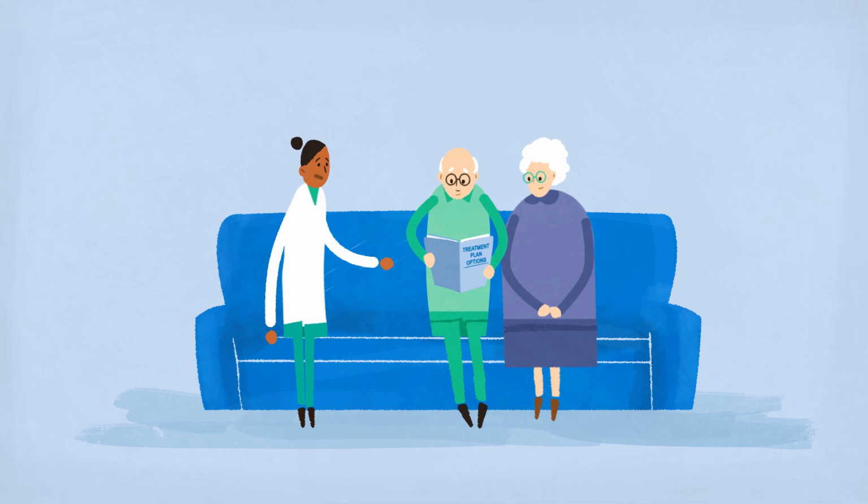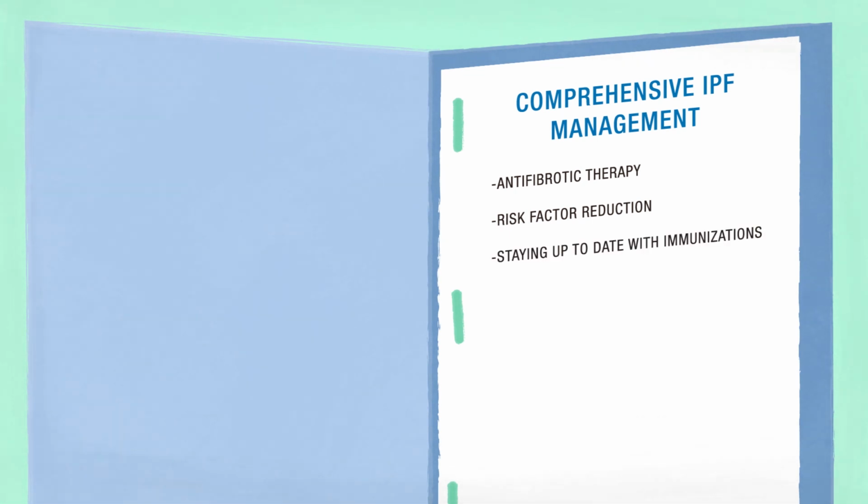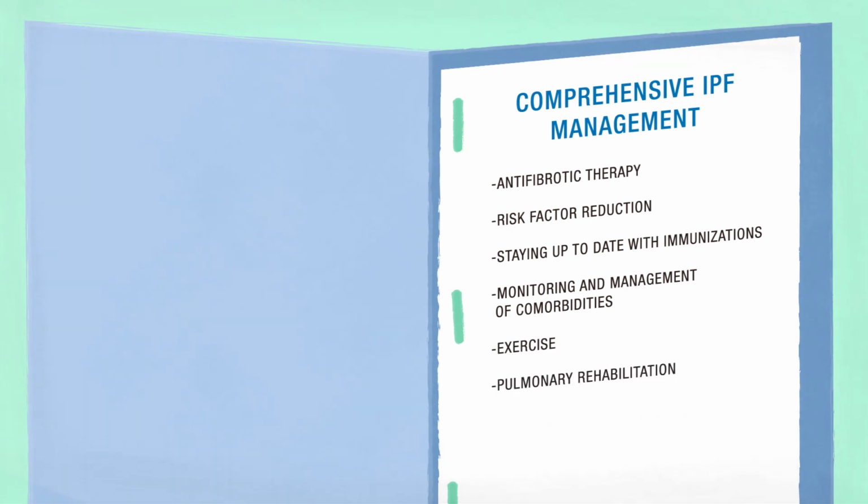Help your patient explore initial treatment options and develop a treatment plan, always keeping in mind the patient's values, preferences, and goals. A discussion of realistic treatment expectations is essential. In addition to antifibrotic therapy, comprehensive IPF management includes risk factor reduction, staying up to date with immunizations, monitoring and management of comorbidities, exercise, pulmonary rehabilitation, nutrition, and supplemental oxygen as needed.